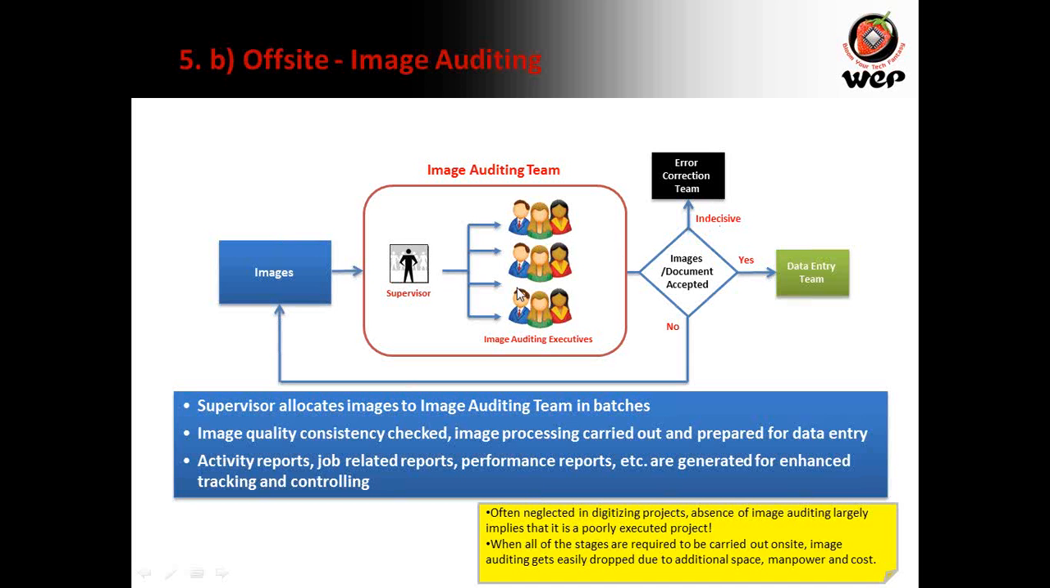The supervisor allocates the jobs and then image auditing is done in batches. Image quality consistency is checked. Often this is the process that is neglected, and the absence of an image auditing team means the quality of the project runs at a very low level. When all the stages are required to be carried out on-site, image auditing generally gets dropped because of the additional space, manpower, and cost requirements. But this is a very important, critical phase before it can be sent to the data entry team.